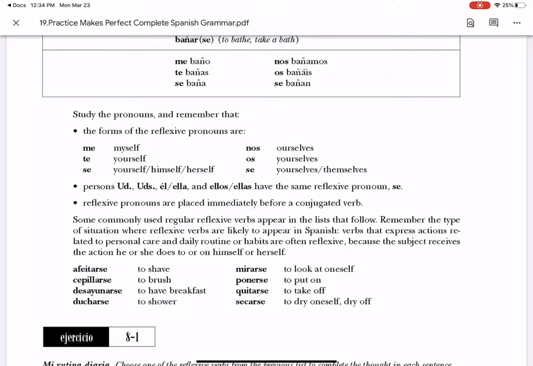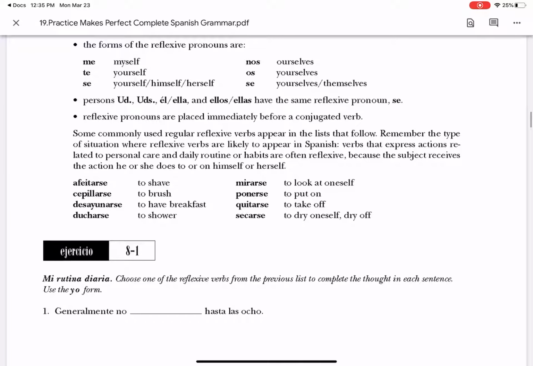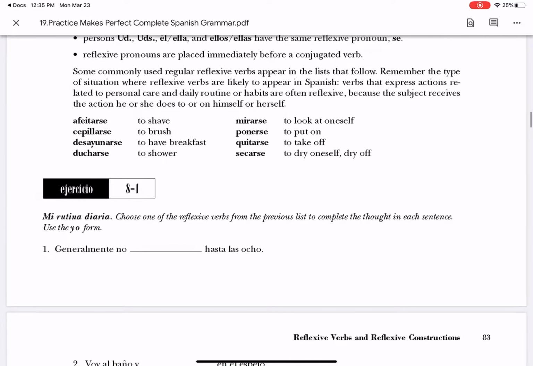And you should already know your present tense endings. And of course, they'll follow whatever the verb is. So if it ends in AR, it's just like this. If it ends in ER or IR, then you'll use the appropriate one that we learned back in lesson 1 or chapter 1. Let's see. And then here are some commonly used regular reflexive verbs.